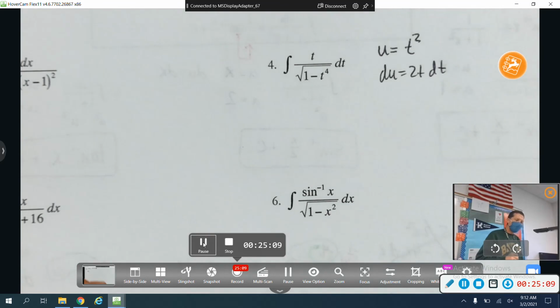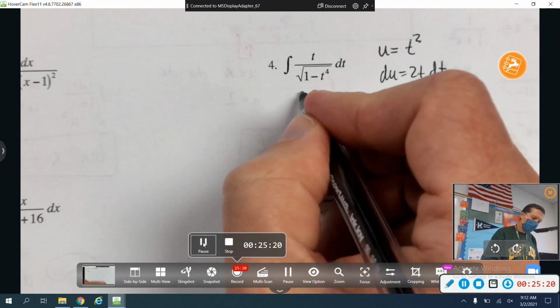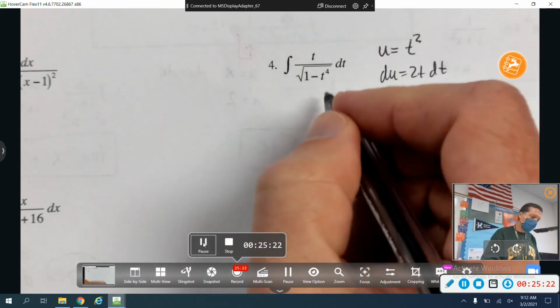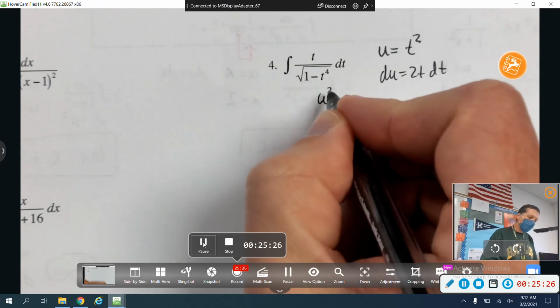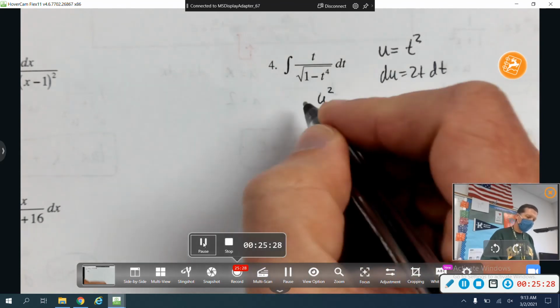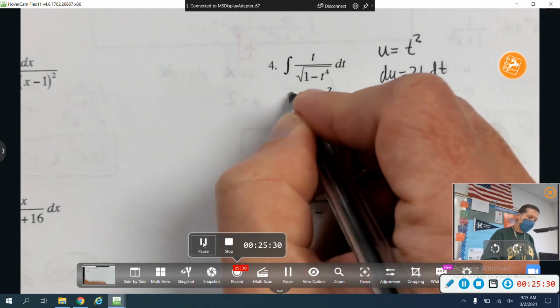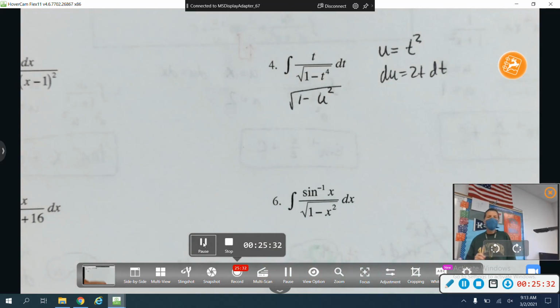And then you'd have, is this going to be inverse sine, inverse tangent, or neither? It'll be a good old sine. It is going to be a sine, because if u is t squared, then t to the fourth is u squared. And so that is an inverse sine problem.